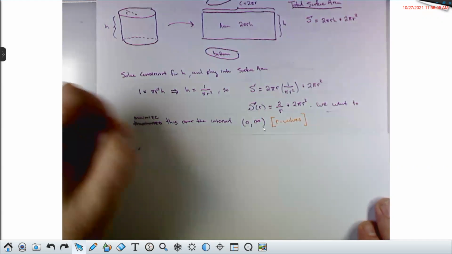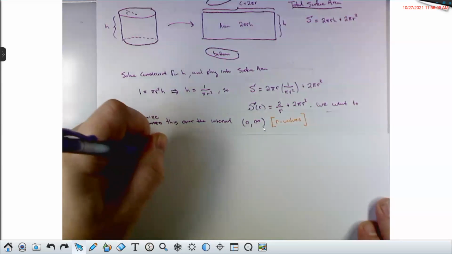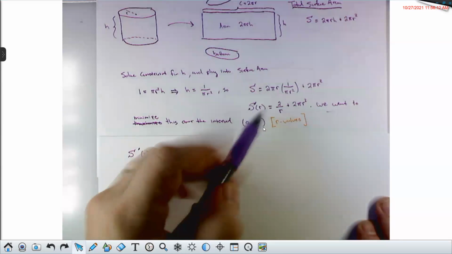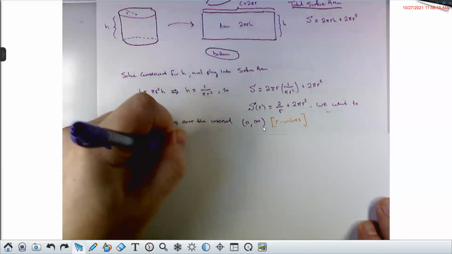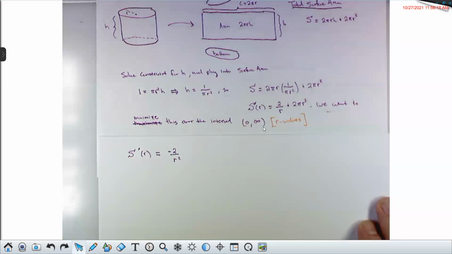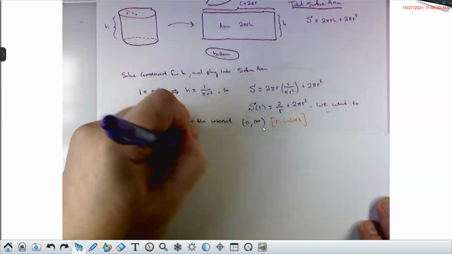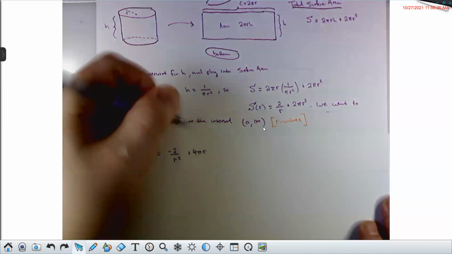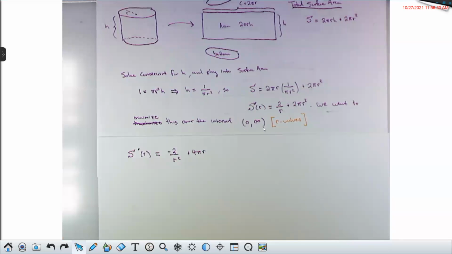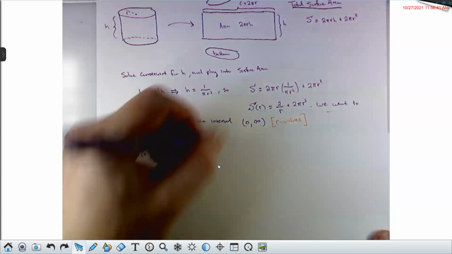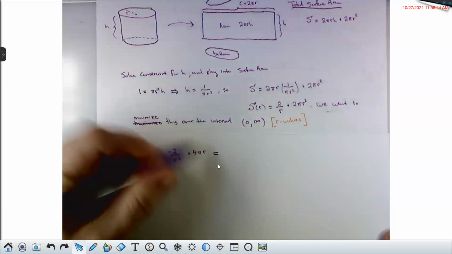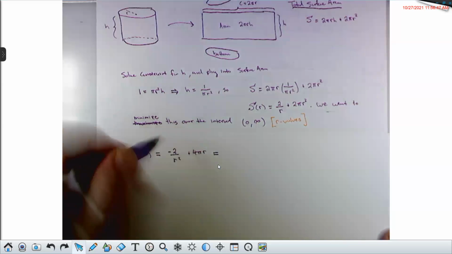All right, let's look at this derivative, S primed of R. The derivative of 2 over R is -2 over R squared. And the derivative of 2 pi R squared is 4 pi R. And if I want to find the critical numbers for S, I need to find where this derivative is equal to 0 or undefined. In order to find where this thing is equal to 0, I need to put these together into a common denominator.